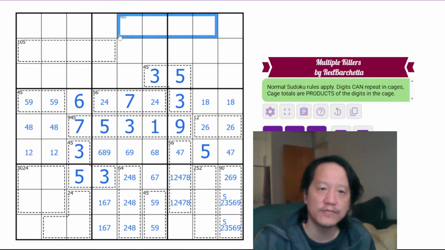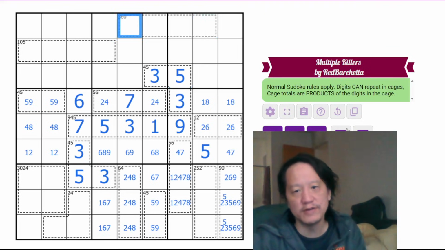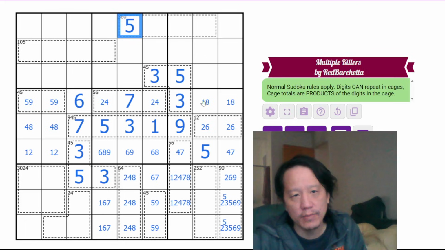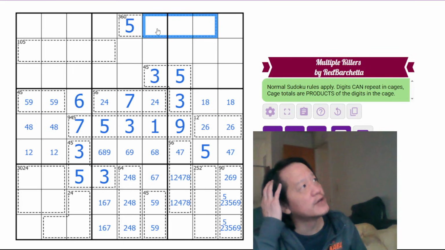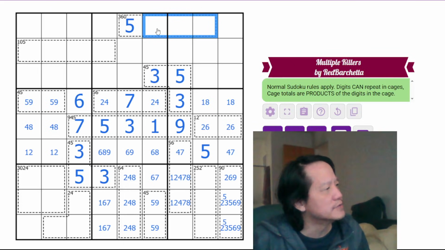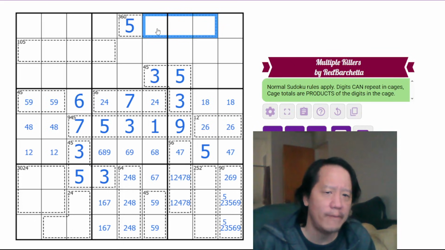We have to have a 5 to multiply to 360 because it's divisible by 5, and 5 cannot be here, here, or here because of the 5, 9 pair in the column, the 5 in these columns. So this must be 5 here. 360 divided by 5 is what? 72, is that right?